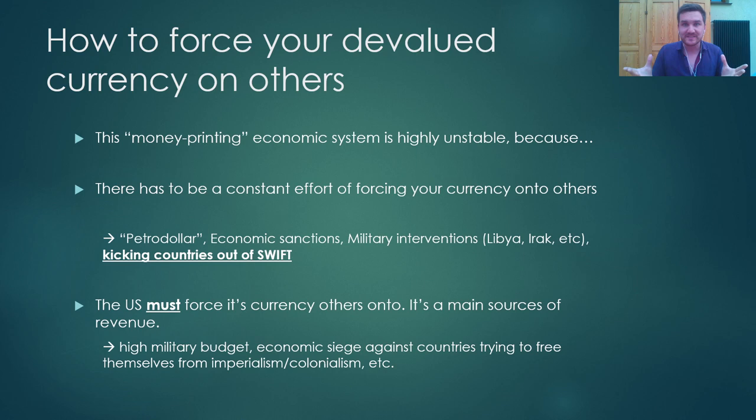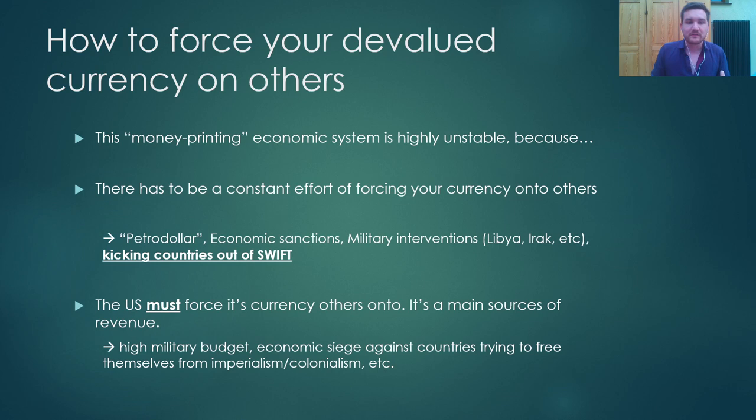Because if every country needs oil and you can buy oil only in dollars, you also need dollars. And if you need dollars, the United States can force its currency onto you. And the reason certain goods are only traded in dollar, it's not only oil, but many goods are traded exclusively in dollar, has its implications in this economic system. And so you have economic sanctions whenever a country is trying to leave this currency system. You have military intervention, for example, in Libya, in Iraq. Countries get kicked out of SWIFT.